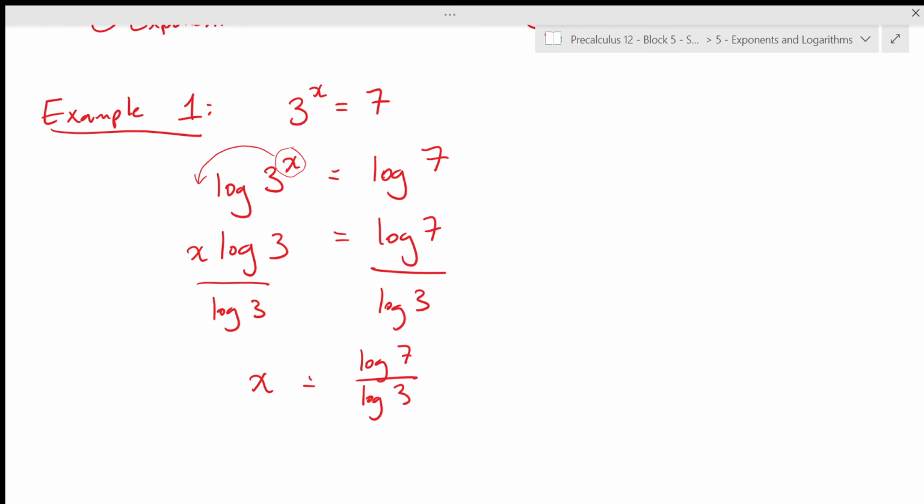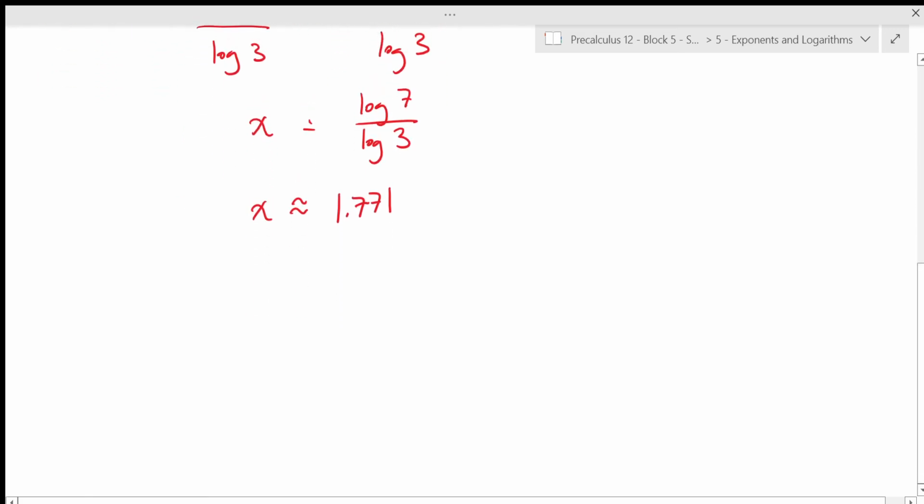Now this may not look any simpler than 3 to the x equals 7. In fact, it may look more complicated, but we can now get a decimal approximation by taking log of 7 and then dividing our answer by log 3. And when we do that, the answer we get is approximately 1.771. So if you raise 3 to the 1.77124, it goes on and on, but if you raise 3 to that power, you will get 7.